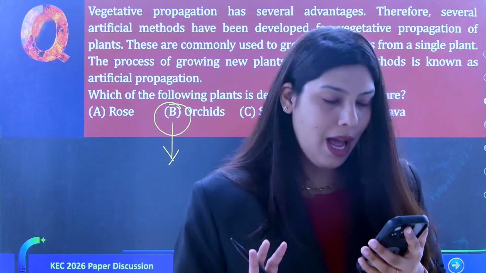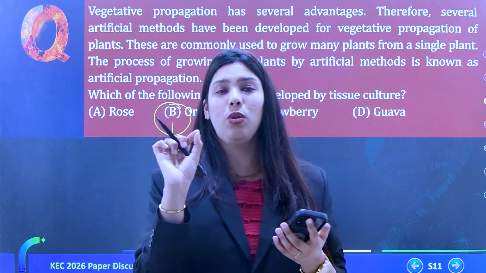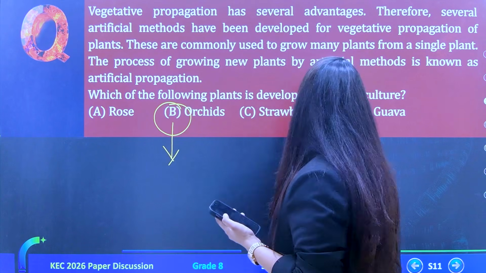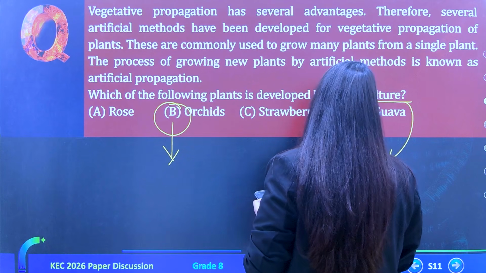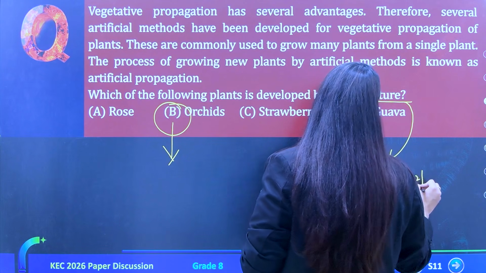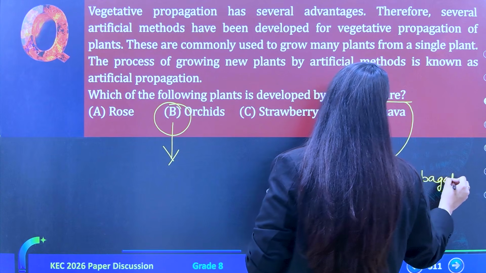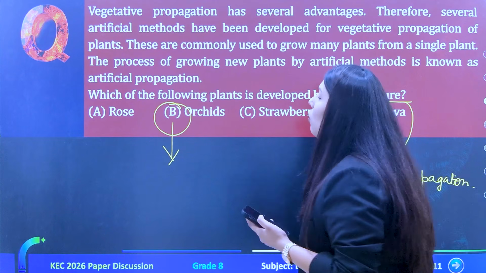See, a large number of plants are formed from the small tissue. That's why it is also known as micropropagation. This is a revision for you all as well. Tissue culture is also known as micropropagation. This is also an example of artificial vegetative propagation only.